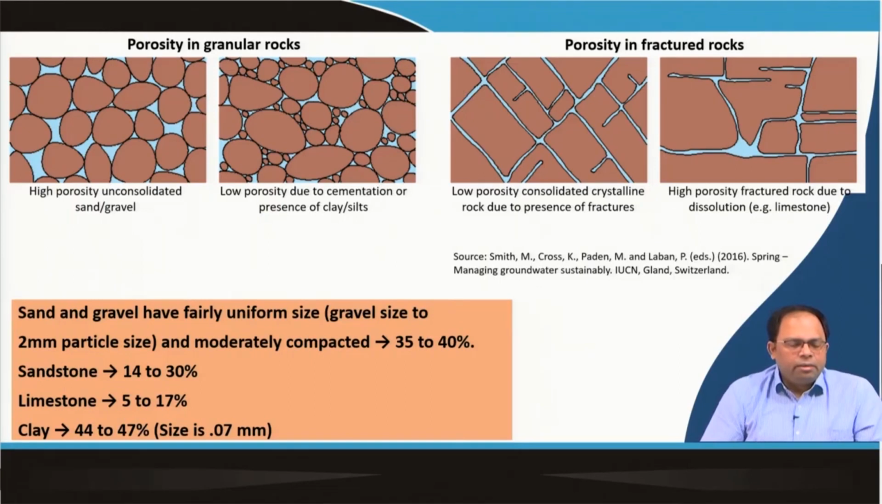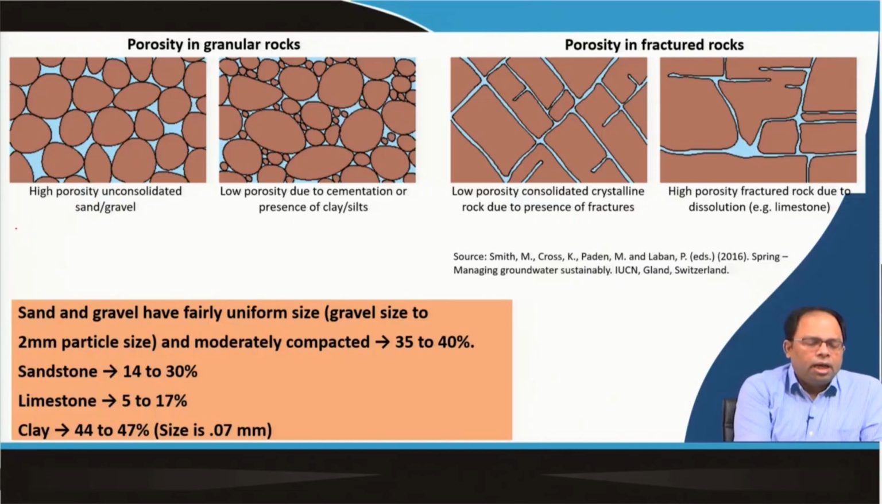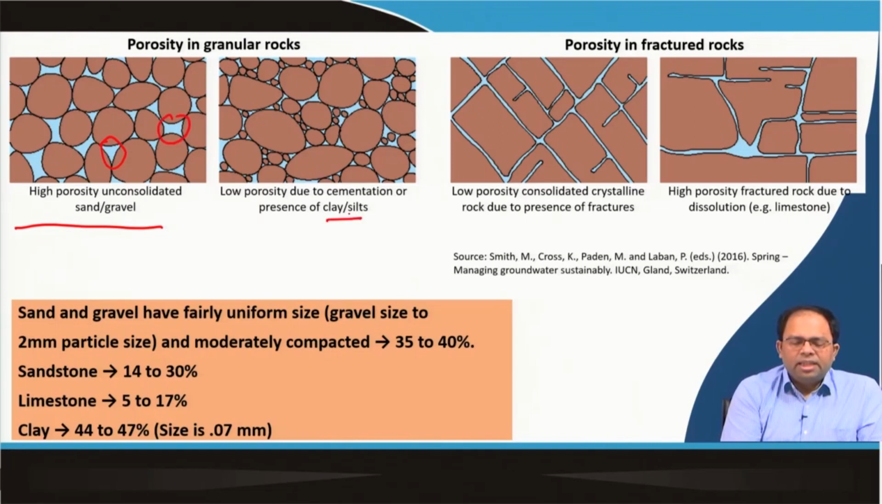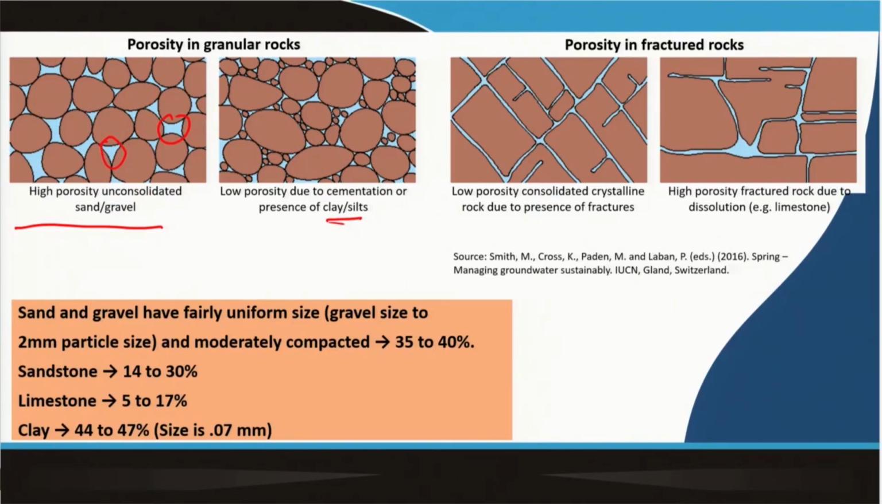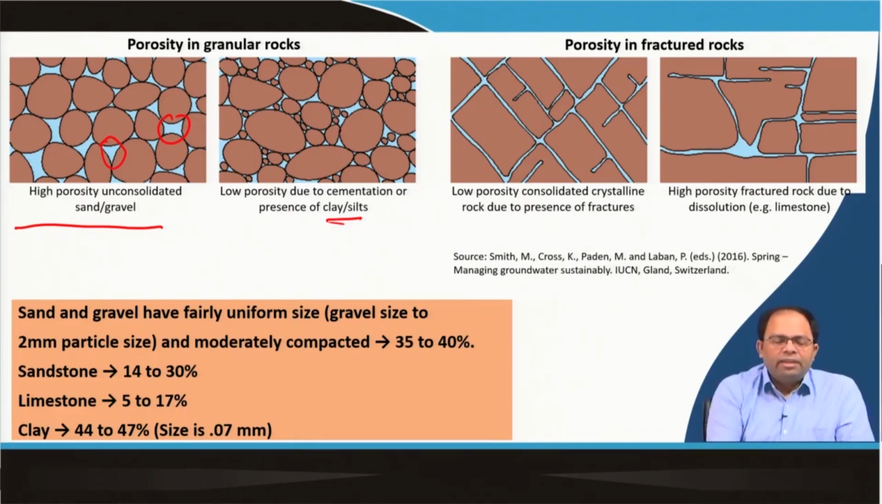So, in this image you can see what I was talking about. You can see over here this is sand and gravel, it is highly porous, and these are unconsolidated. So, there are a lot of gaps in between these particles, and these are of a larger size. So, there is enough space for water to be stored. In case of clay and silt, there may be low porosity due to cementation or presence of clay and silt. If we have clay and silt in this kind of soil, then even though it may be porous, because of their small size, they will fill up these voids and eventually reduce the total amount of water that could be held in this particular soil.